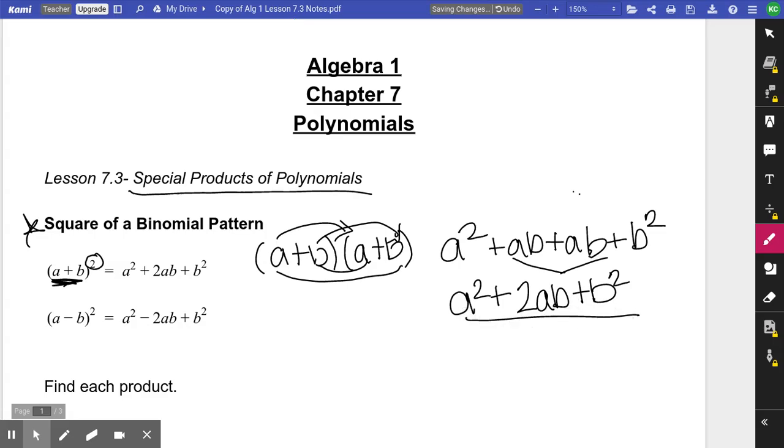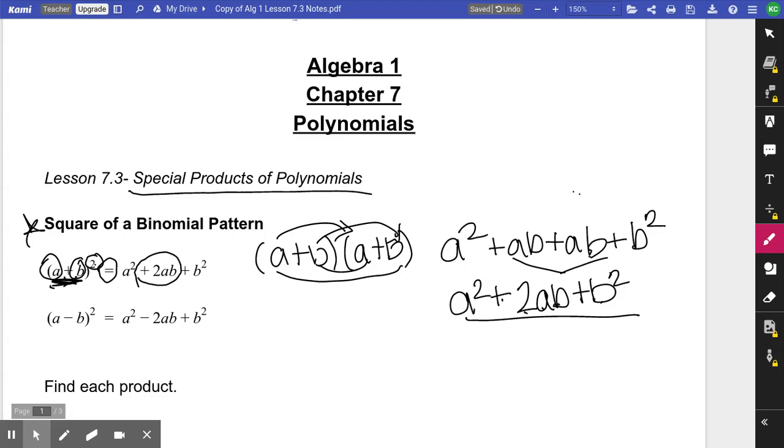But if you look, our rules tell us that if we take a plus b squared, we can just simplify it as: you're going to square your first number, you're going to square your last number, and you're going to have 2 of your numbers multiplied in the middle. So it's essentially saying a squared plus 2ab plus b squared.